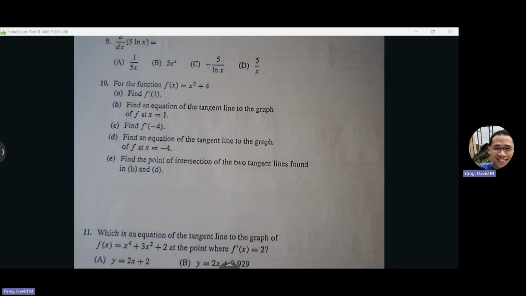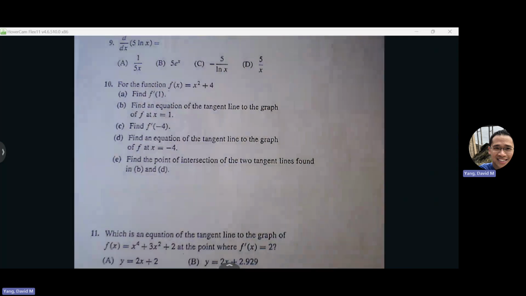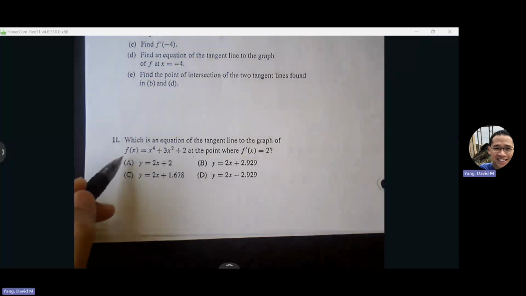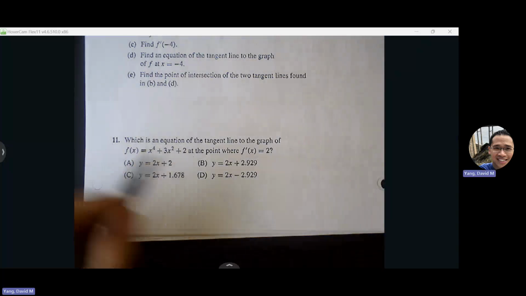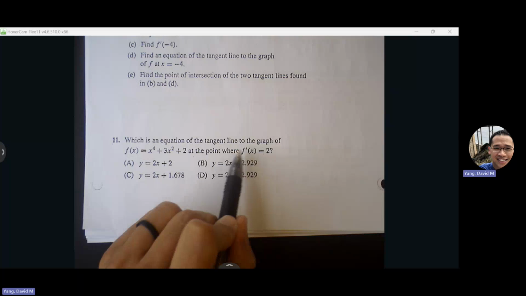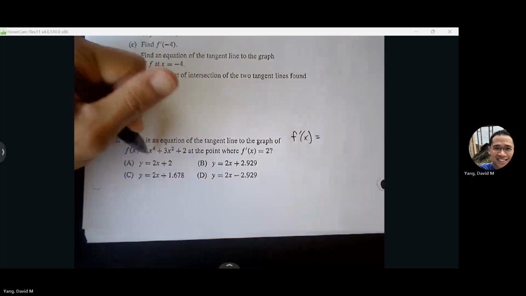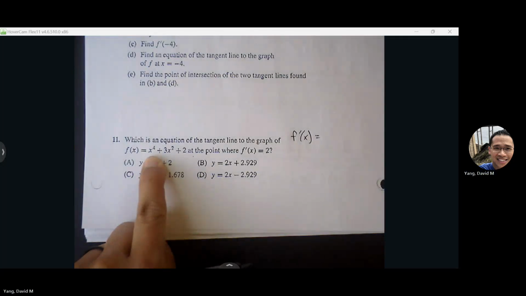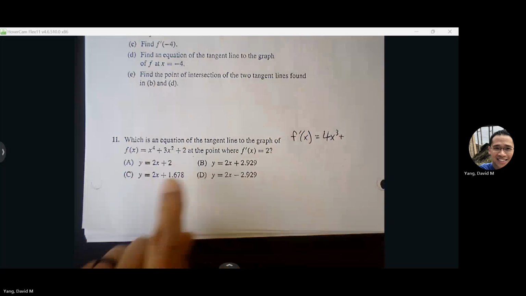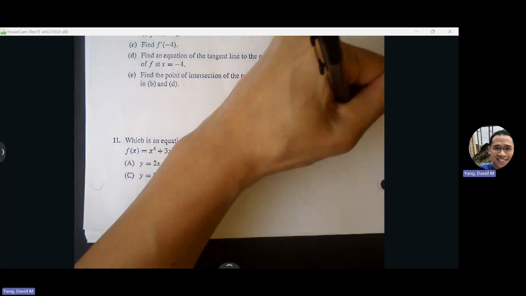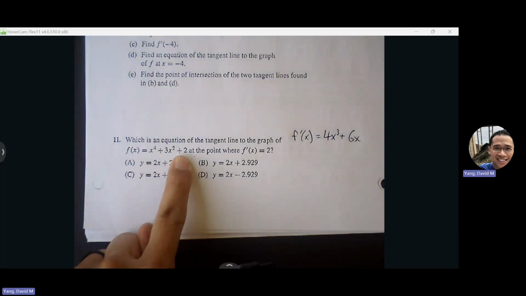This asks which is an equation of the tangent line to the graph of the function where f prime of x equals 2. So we have to find our derivative, and then we can set equal to each other. So basically, we're just finding f prime. We go through power rule. X to the fourth becomes 4x cubed. 3x squared becomes 6x. And then 2 goes to 0.